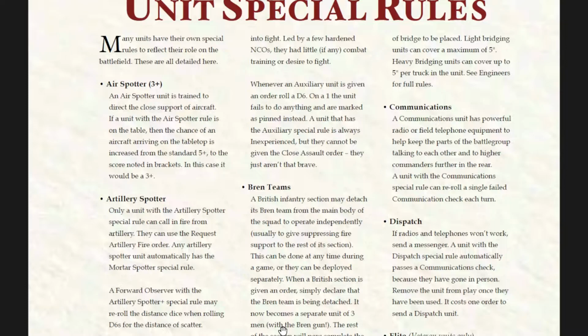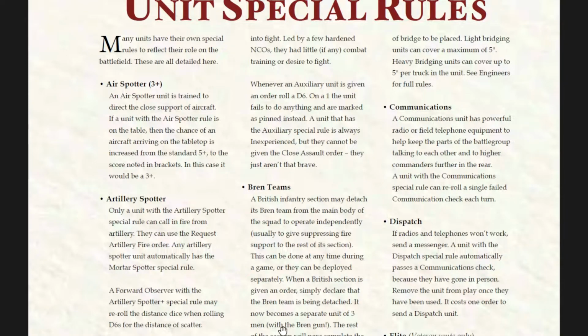Remember, this is a "may detach." You do not have to detach. Usually it is done to give suppressing fire support to the rest of its section. This can be done at any time in the game, or they can be deployed separately. That would be any time. When a British section is given an order, simply declare that the Bren team is being detached.